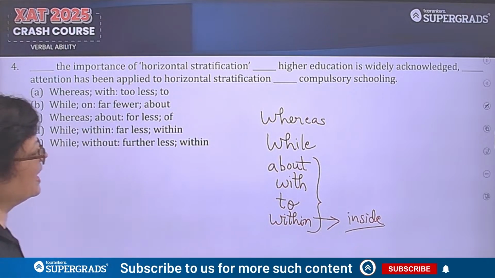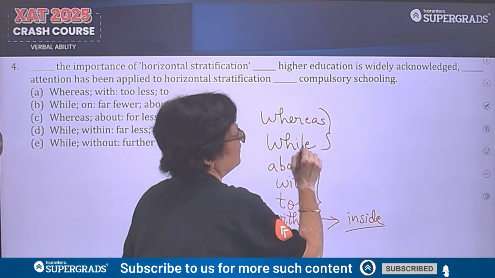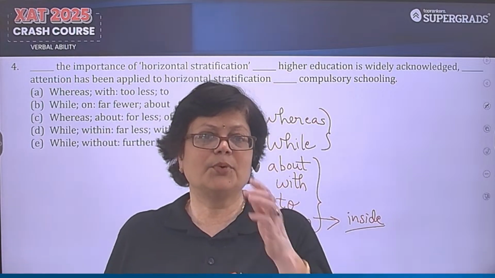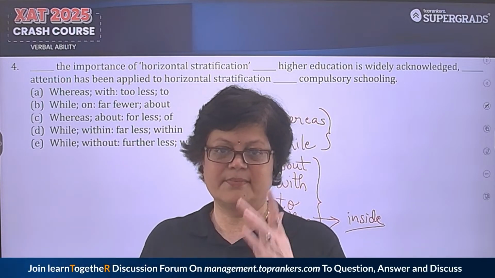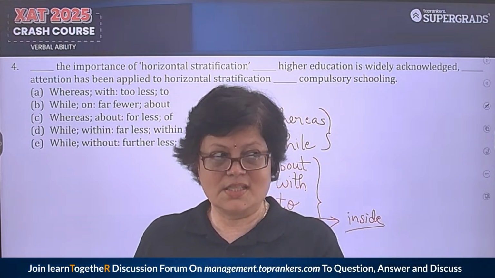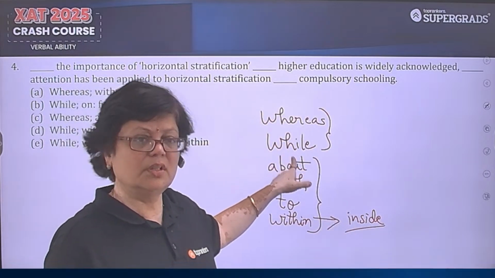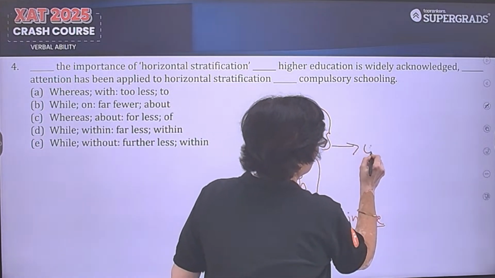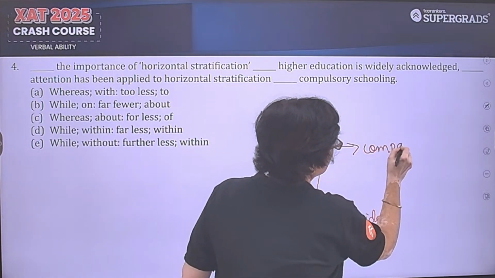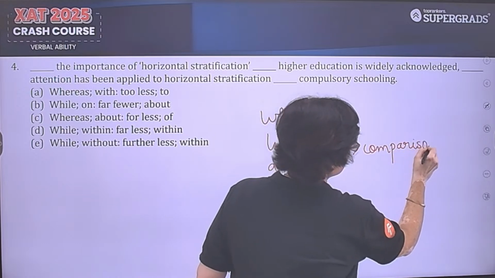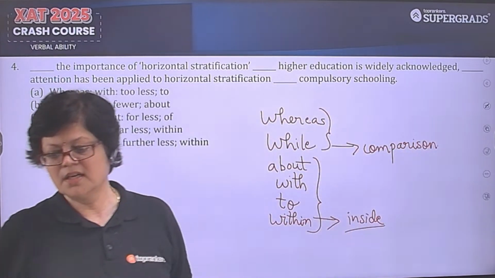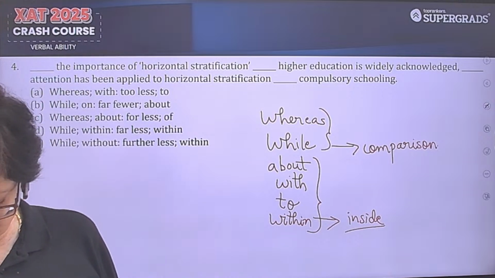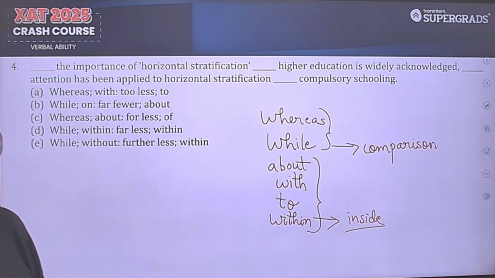And whereas and while, these are both subordinate conjunctions. Subordinate clauses are generally started with these. Okay. Now, while shows comparison. Of course, they both can be used. Whereas and while both can be used to fit in the first blank.